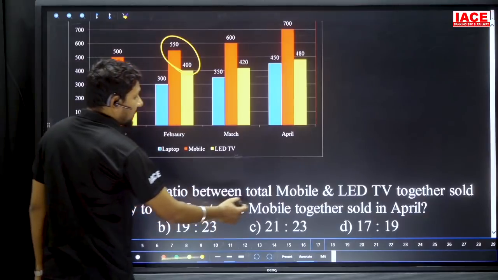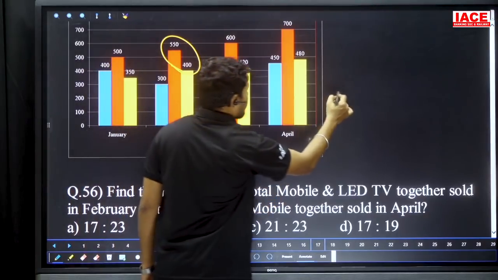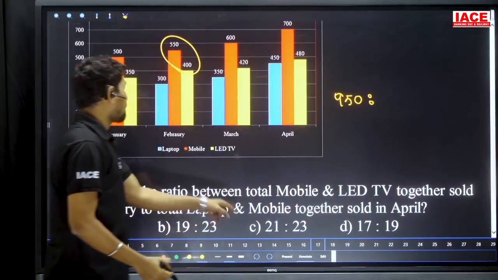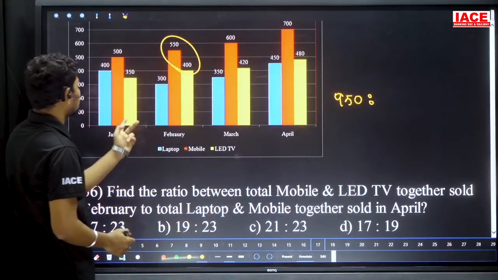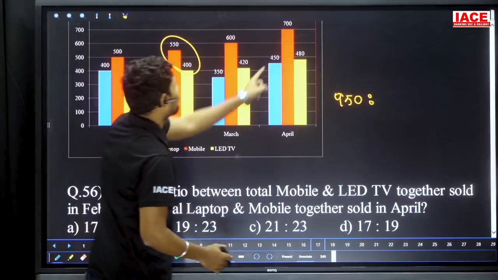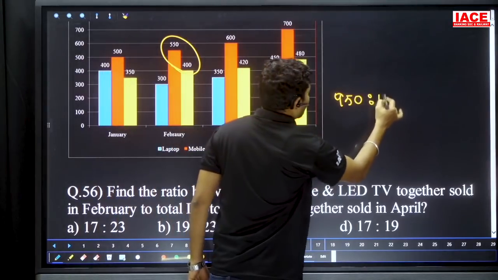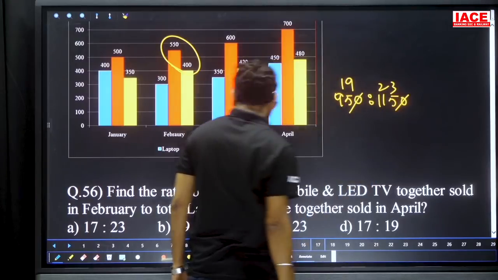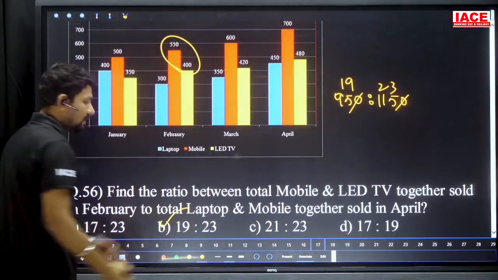February to the total laptop and mobile together sold in April. It is 950. Next, April laptop and mobile. Laptop and mobile means the first 2 values, particularly in April. 450 plus 700, it is 1150. The 0s cancel, 95 is 19 times 5, and 115 is 23 times 5. Then it is 19 to 23. I told you already, it's option B.